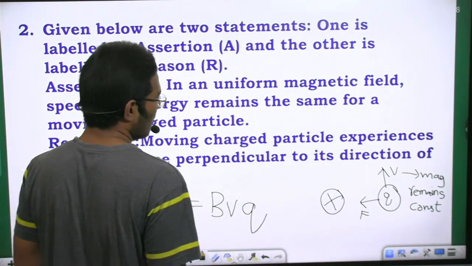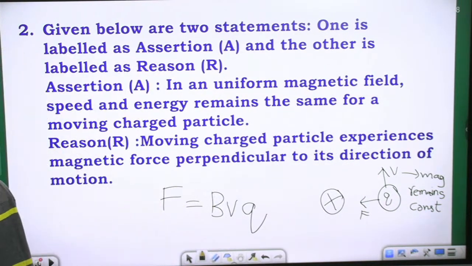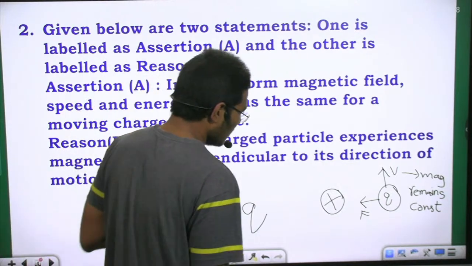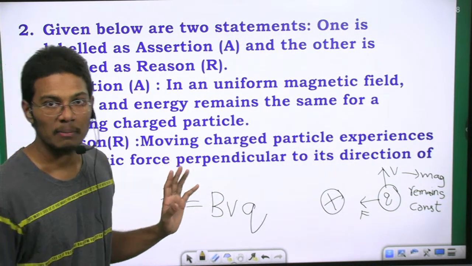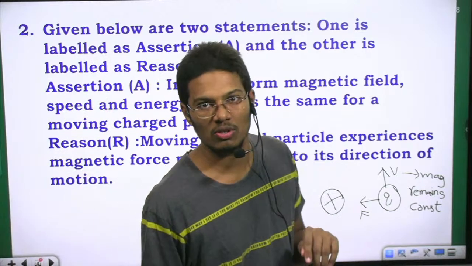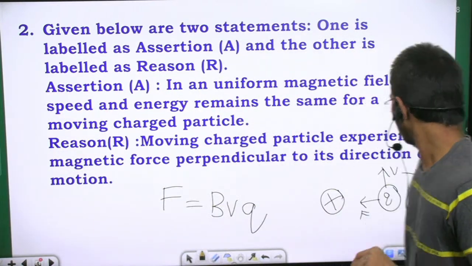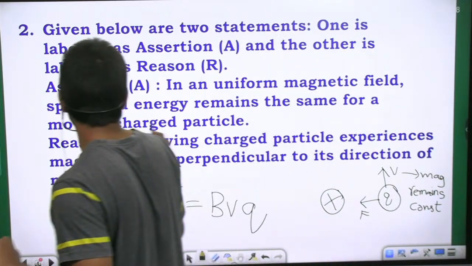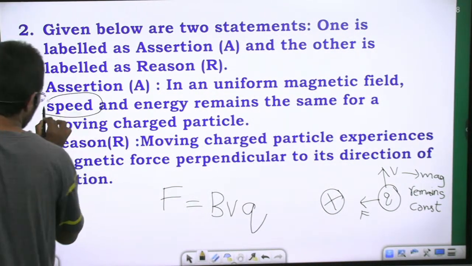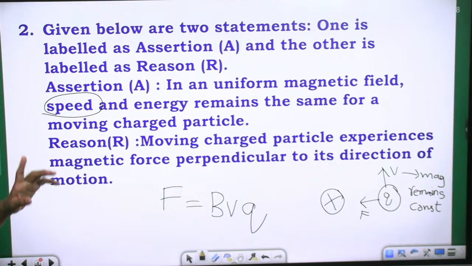So the magnitude remains constant, but the direction keeps changing. So velocity keeps changing, but the magnitude of velocity remains constant. Okay. So what do we have? Uniform field, its speed is nothing but magnitude, right? So the magnitude remains constant.